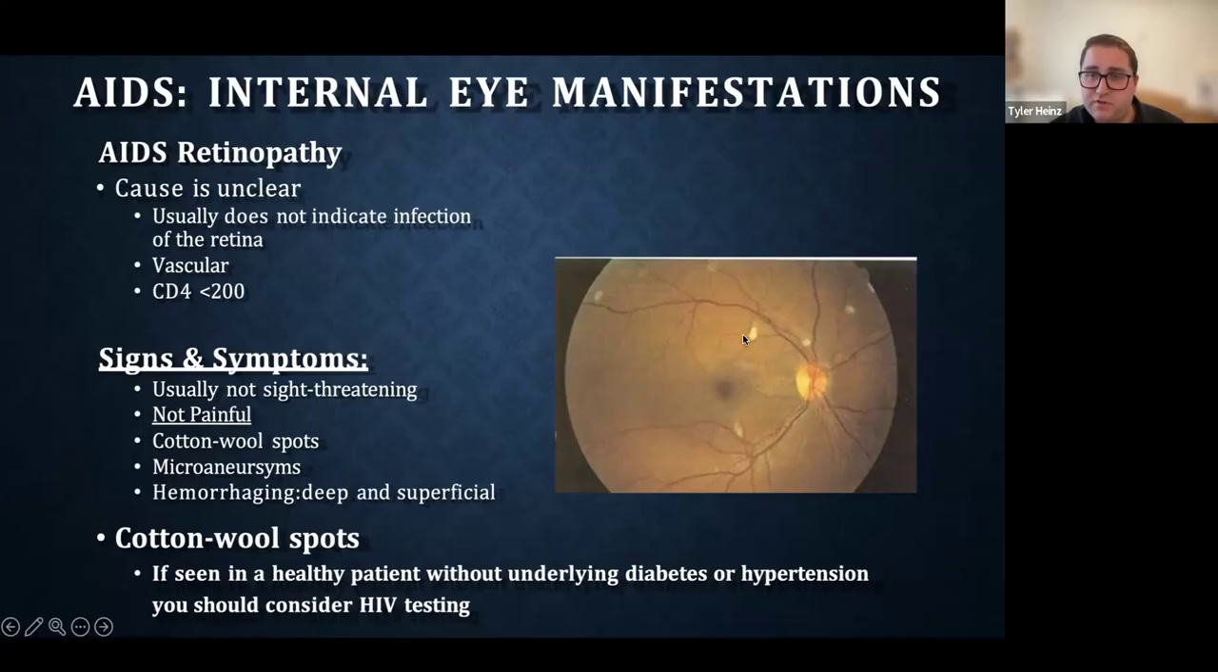But if they don't have those and you start to see these cotton wool spots and they have other symptoms that may be starting to line up, start considering HIV testing. Same thing like we said at the Kaposi sarcoma a few slides ago. If you start to see that nodular growth, that big purple violet growth, and they haven't told you that they have AIDS, they probably do. So start testing for it.